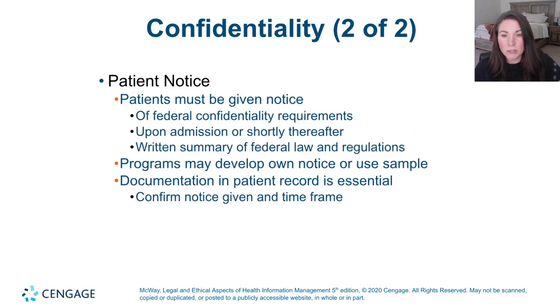All patients that are treated in these programs have to be given a notice of the federal confidentiality requirements at admission or very soon after. This patient notice has to include a written summary of the federal law and the regulations. Each program can develop their own notice or use an example that is provided. Whichever they use, they have to document in every patient's health record what time frame the notice was given in order to be compliant with the regulation.